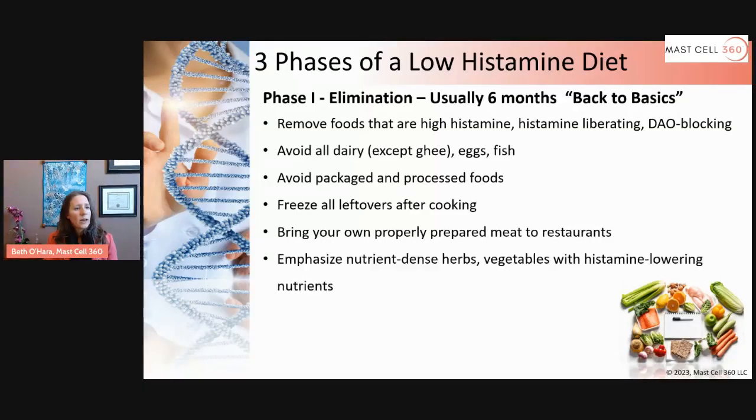And then if you don't have triple salicylates, you're going to eat as many nutrient-dense herbs and vegetables with histamine-lowering nutrients as you can, because that helps support your mast cells and your histamine degrading pathways, as well as your detox pathways. And keep a food diary. Then this is going to take you into how to reintroduce.